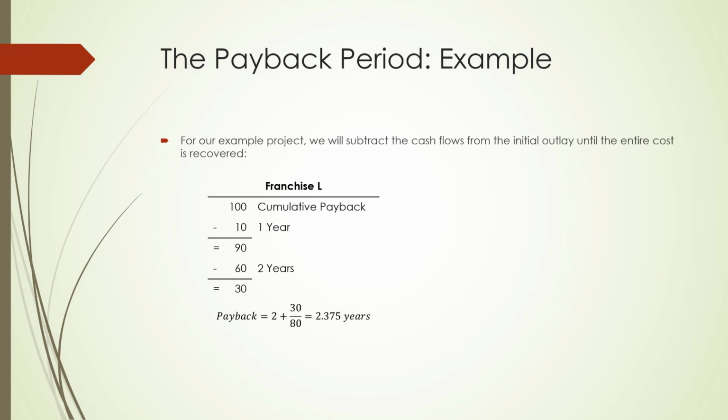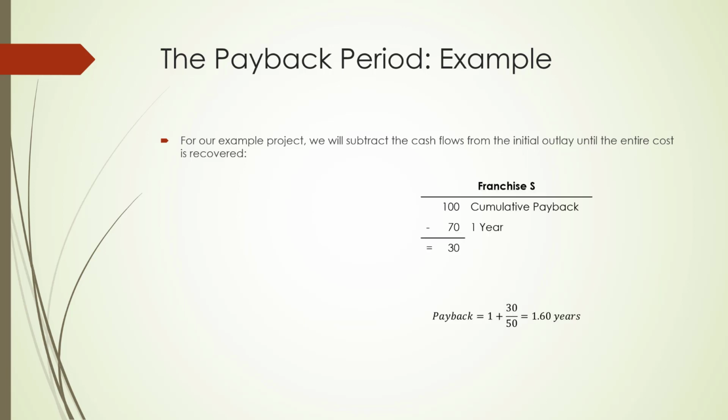So what we do is we say, well, let's take that 30 that's left over after 2 years, divide it by the year 3 cash flow, and that tells us that it's going to take 3/8 of a year to recover that 30. So our total payback then is the 2 years we got initially plus the 3/8 or 0.375 years. So 2.375 years. Franchise S is even easier.